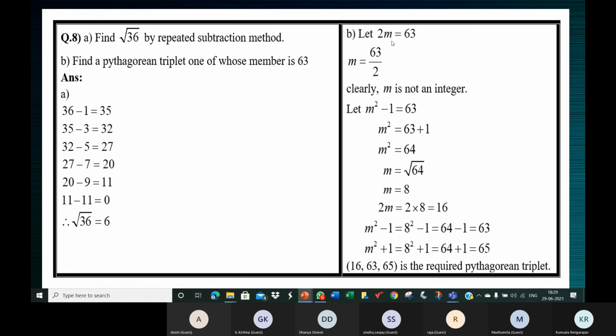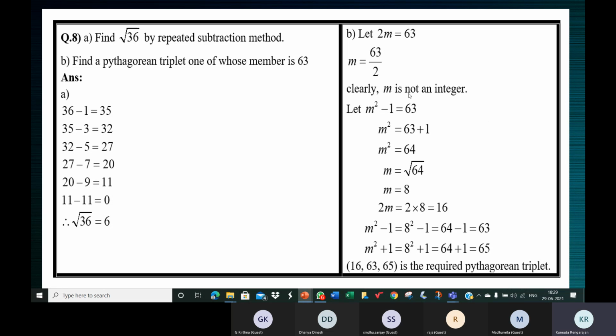So when you equate 2m to 63, m is 63 by 2, not an integer. When you equate 63 to m square plus 1, the other side is m square minus 1, so 63 minus 1 is 62. So m square is equal to 62. M will be square root of 62. Again, m will not be an integer there.